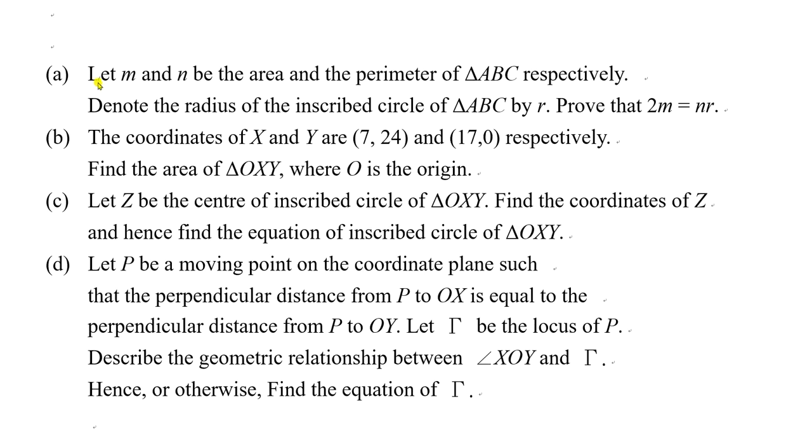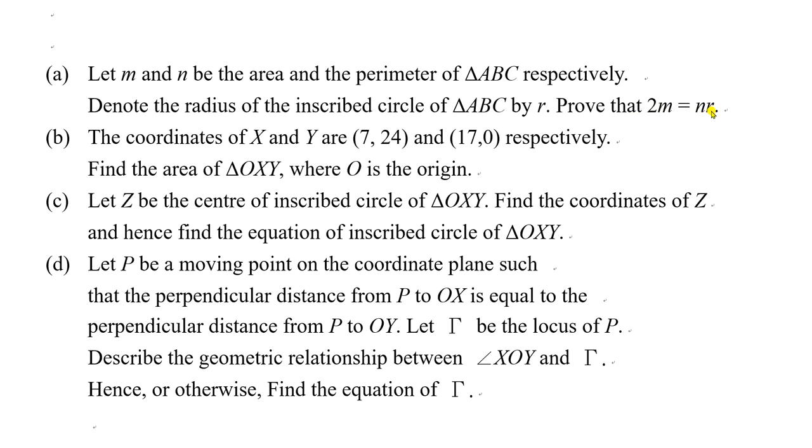Okay, let M and N be the area and the perimeter of triangle ABC respectively. Denotes, that means let. Okay, you can think as let. Denote the radius of the inscribed circle of triangle ABC by R. You need to prove that 2 times M equals N times R. And that means 2 times the area of the triangle equals the perimeter of the triangle multiplied by R.